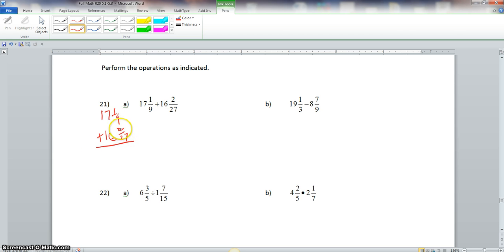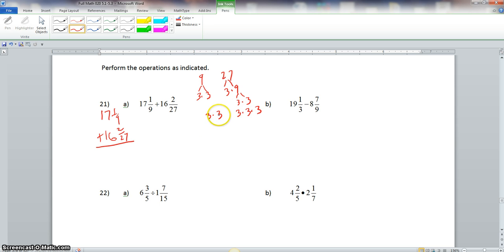Now we can find the prime factorization of 9 and 27. We can go off to the side here. 9, 27. Prime factorization of 9 is 3 times 3. Prime factorization of 27 is 3 times 9. Then the 9 becomes 3 times 3. So we will have 2 3's here, and then we will have 3 3's here.